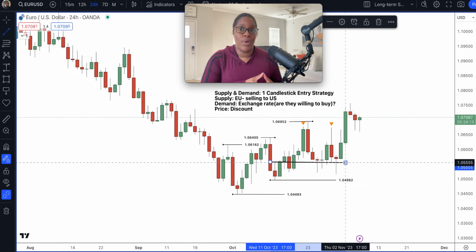You don't need to go and look left for support and resistance. You don't need to be putting zones everywhere on the chart. If you use one candlestick for your entry, you will be fine. It gives you everything you need to know.